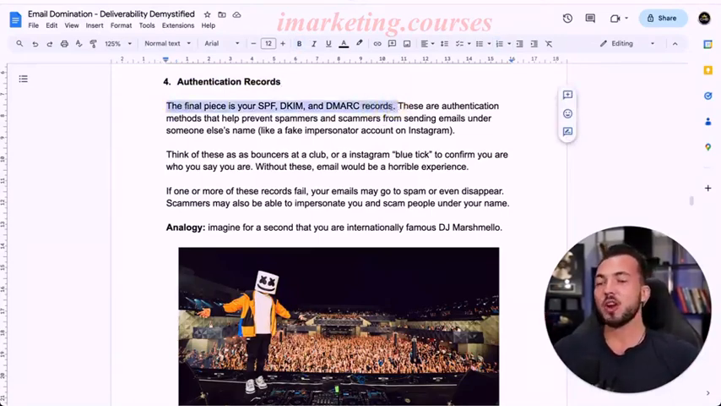So the final piece that goes into deliverability is your authentication records. You might have heard of these acronyms before: SPF, DKIM, and DMARC records. These are authentication methods that essentially help prevent spammers and scammers from sending emails under someone else's name.